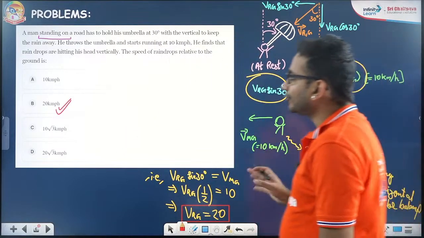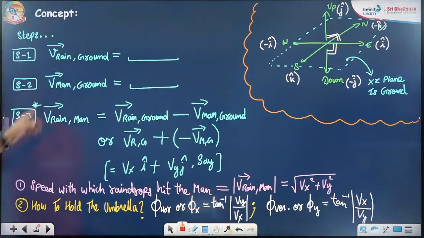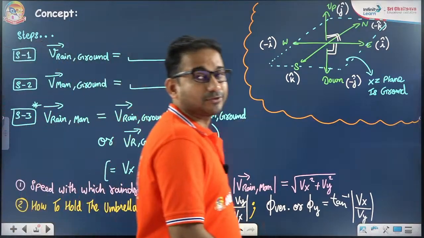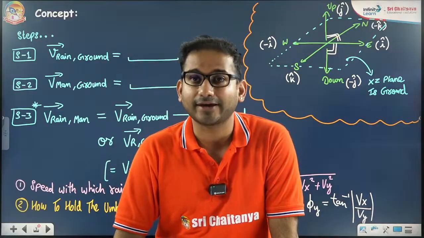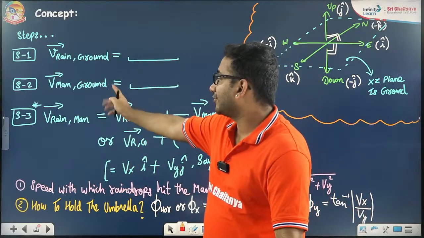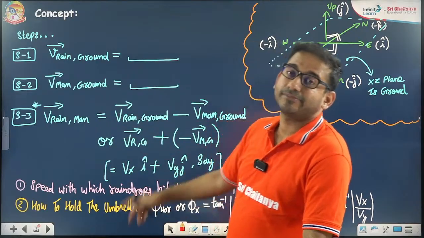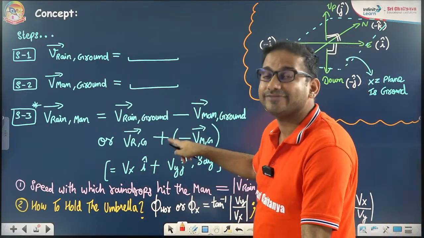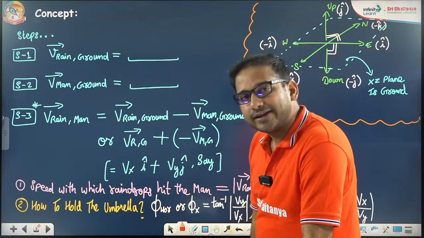Once again, what to do, sir? Follow the same steps. First step is velocity of rain with respect to ground, either diagrammatically or you do it in terms of I cap, J cap, K cap. Second step, velocity of man with respect to ground. Third step, the relative velocity, which is given by subtraction. But diagrammatically, we all are happy with addition, so subtraction must be converted into negative addition.